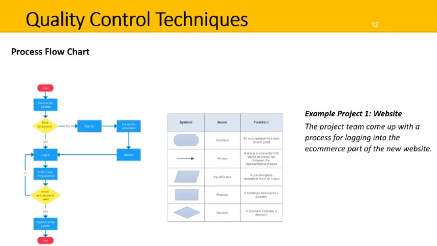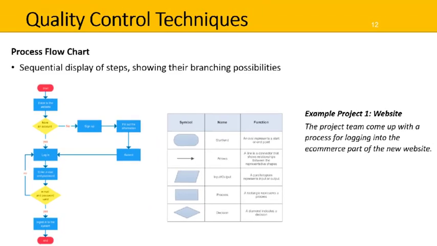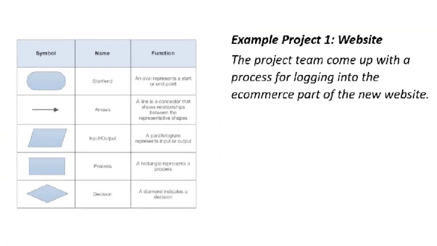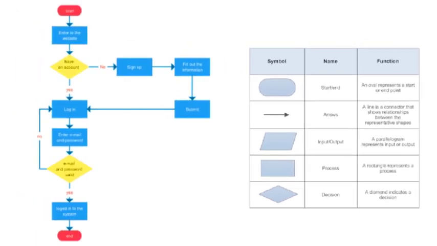Lastly, we'll look at process flowcharts. So these are sequential displays of the steps showing their branching possibilities. So our example here, it's back to the website. The project team have come up with a process for logging into the e-commerce part of the website. We can see in red that they start up the top, the visitor enters the website, and the first decision point or check is whether the person has an account. If they don't have an account, they need to follow the sign-up flow. If they do have an account, they can log in and continue.